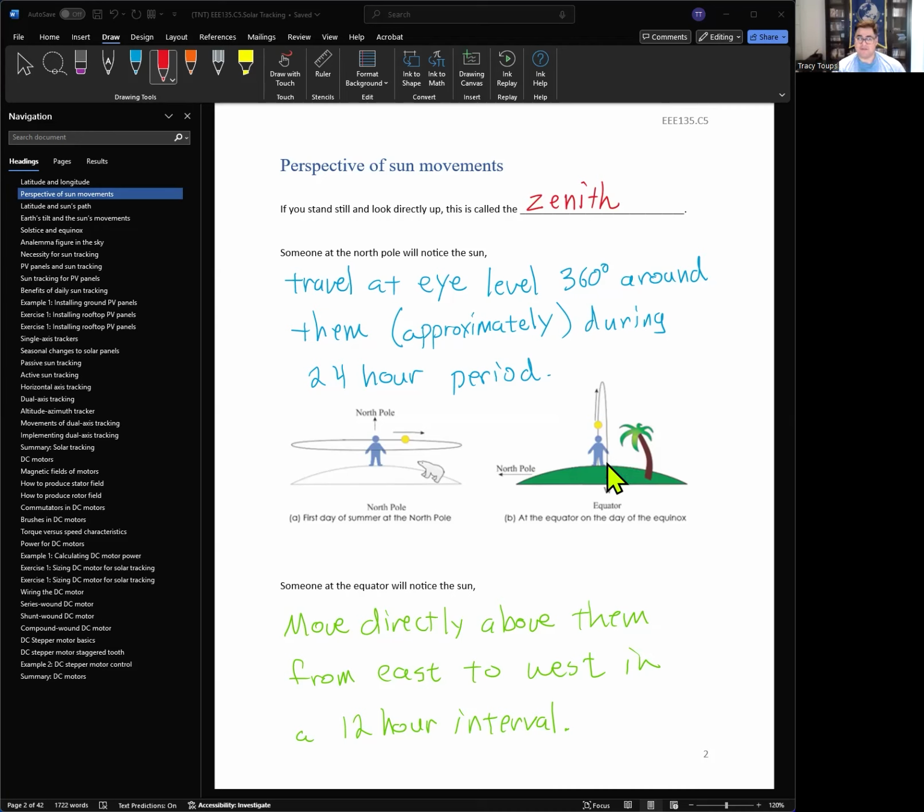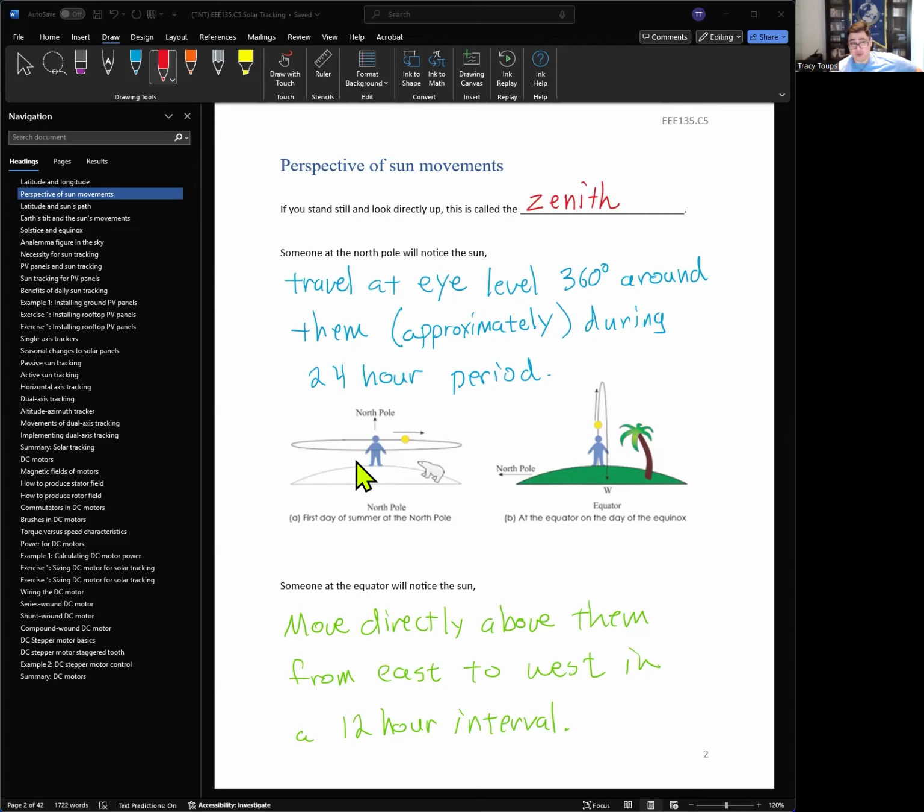This is where, if you look directly up, you're going to see the sun go all the way from the east, go straight above you and behind you to the west. Okay, so it's going to literally go straight over your head, like at the equator for the most part. These are two extremes, but what it tells you is that based on where you are on the Earth, the sun's pattern is going to take a different path. Okay.